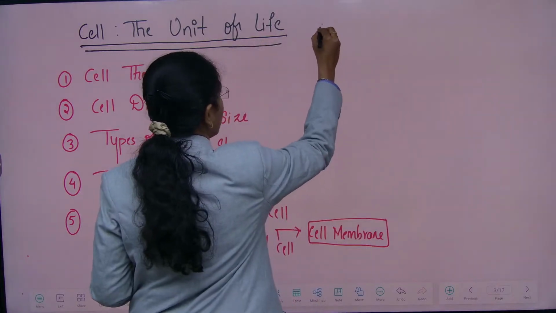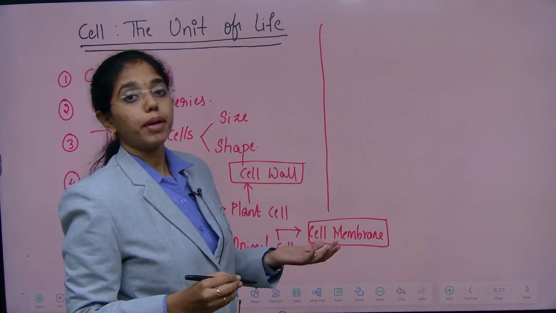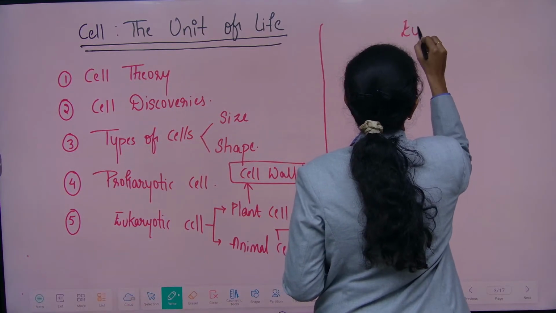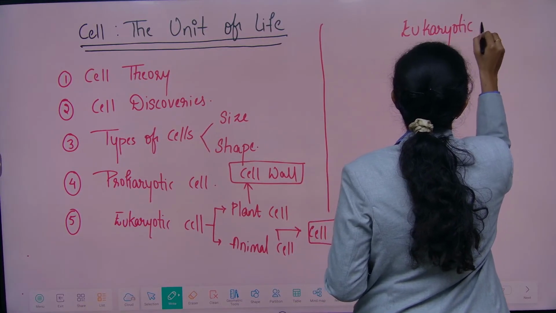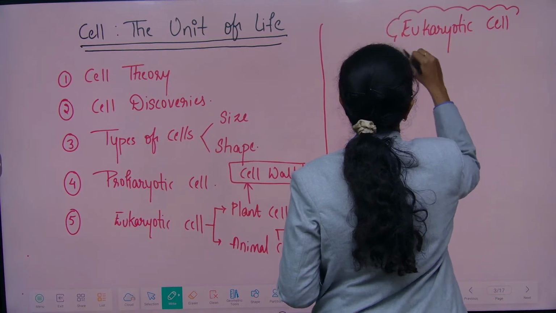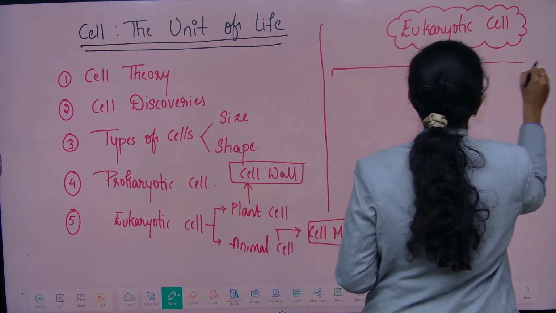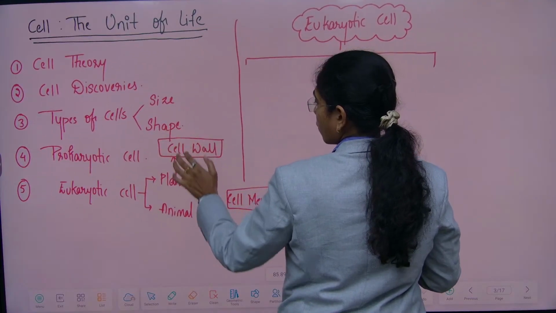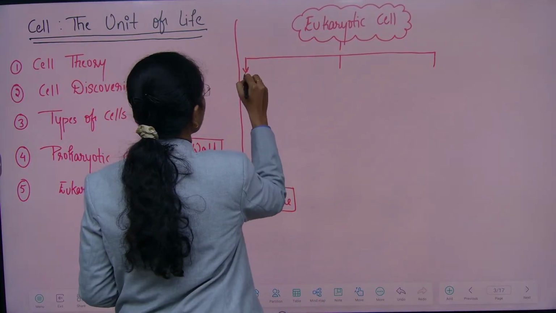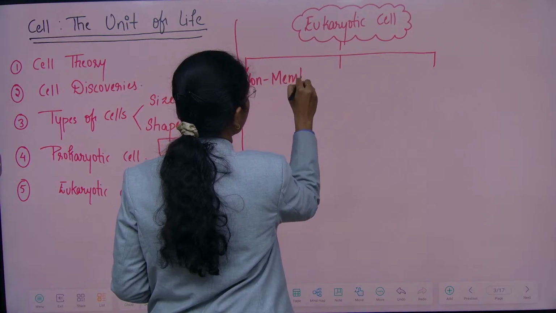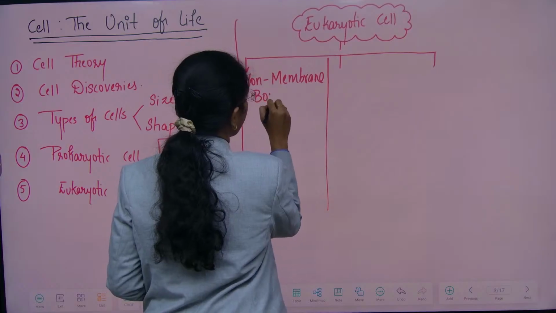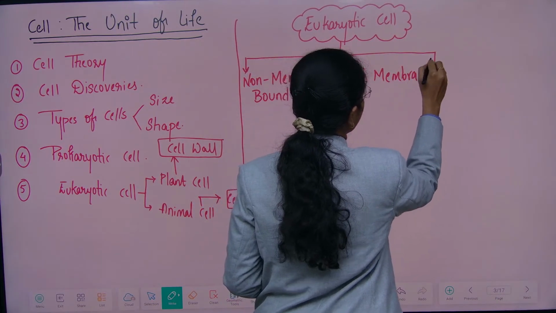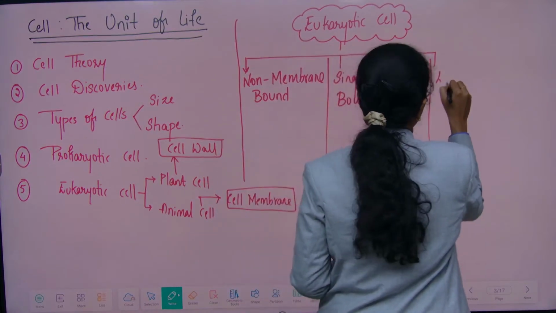And then from a eukaryotic cell, you have to learn about all types of organelles based on membrane bound: that is non-membrane bound organelles, single membrane bound organelles, and double membrane bound organelles.